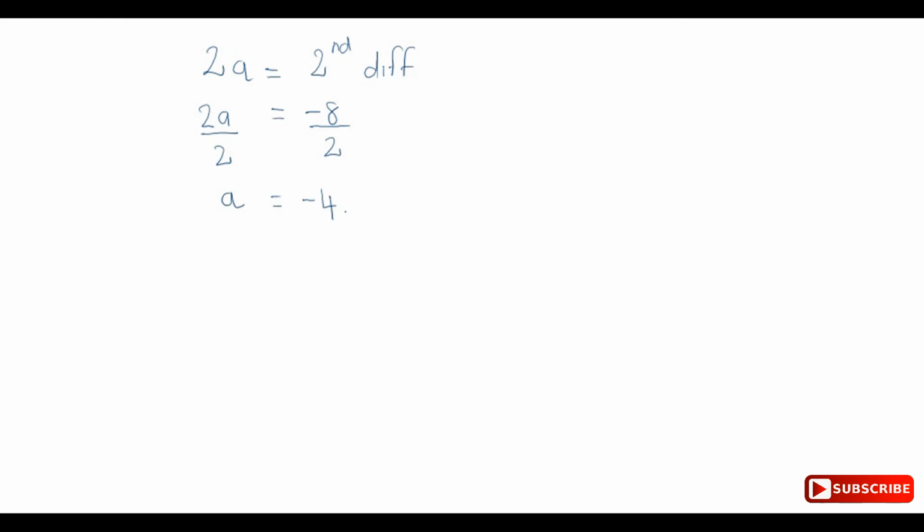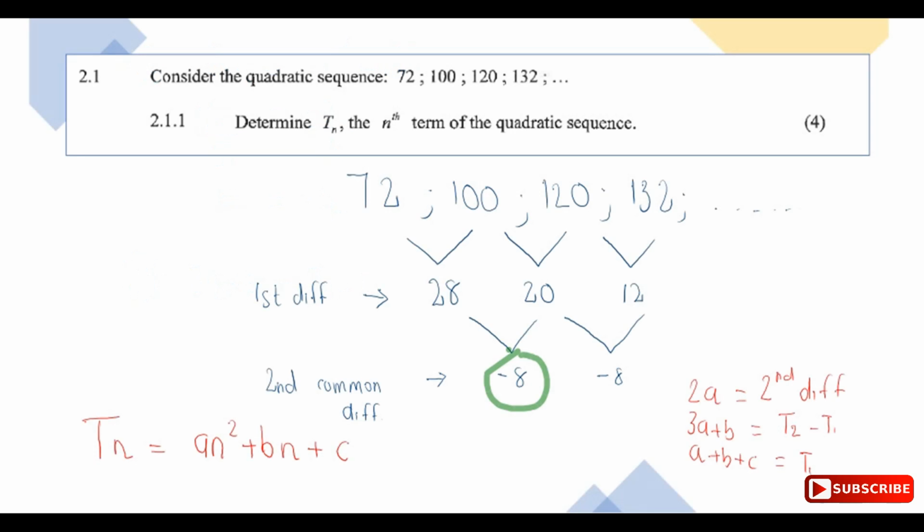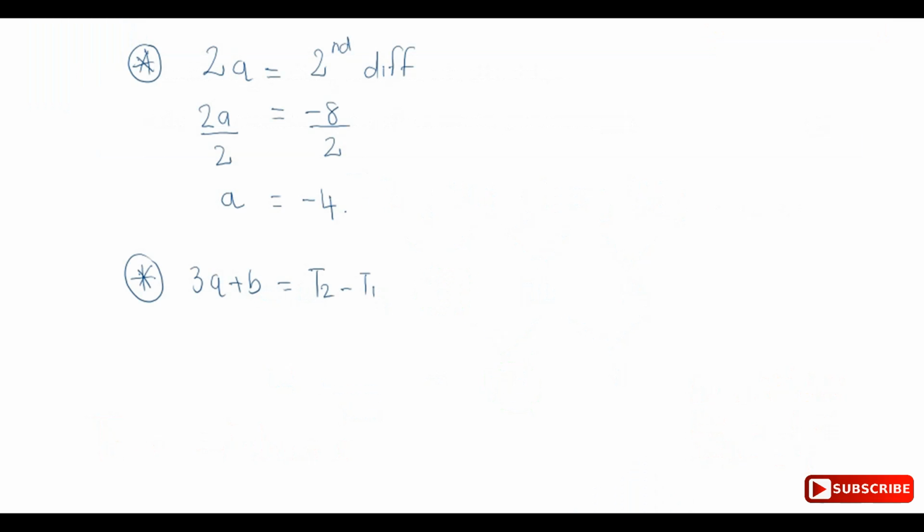Now that we've got the value of A, we use our next equation, which is 3a plus b equals term 2 minus term 1. Let us have a look at term 2 and term 1. Term 2 minus term 1 is equal to 28, so we substitute that into our equation. We found that A is equal to -4, so 3 times -4 plus b equals 28. Then simply, we are just going to solve for B.